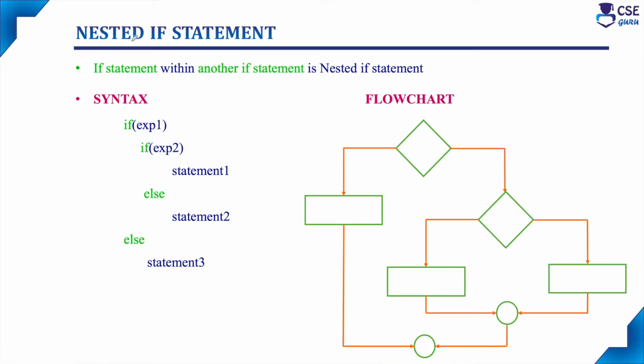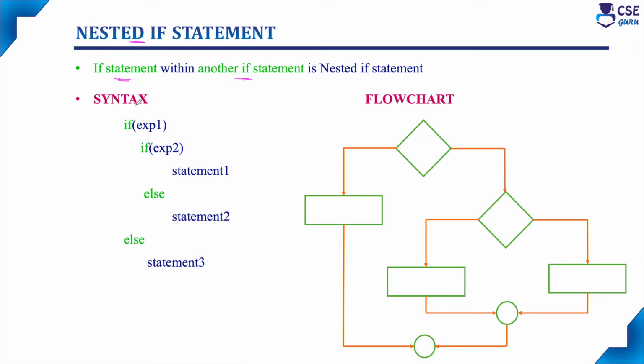Nested if is a conditional statement in C. It is nothing but an if statement within another if statement. That is, within one if statement, another if statement is placed. So that is nothing but the nested if statement.